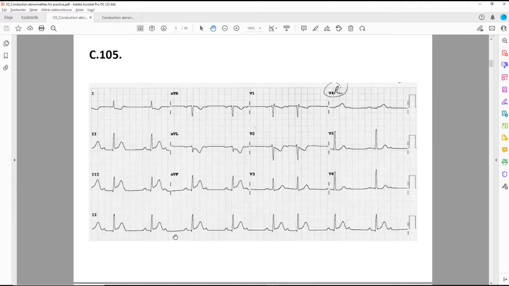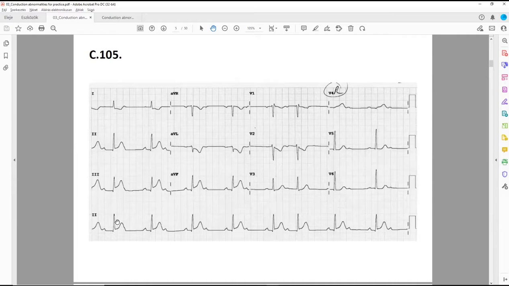I don't think so, because that's a dropped one. See, that's a dropped one. Let's compare the last conducted PR to the first one. This is equal, so that's Mobitz type 2, not type 1. It doesn't matter how long the PR interval is, it only means there are no changes in the PR.